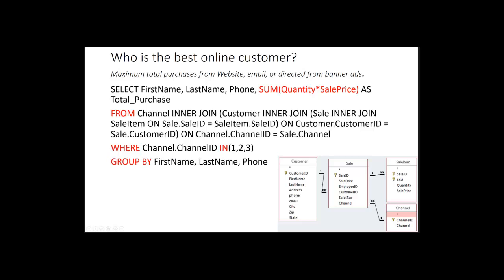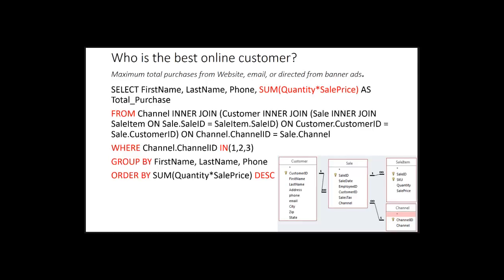Since we have an aggregate function, sum of quantity times sale price, we need to group by the other fields that are not part of this function: phone, first name, and last name. Sort the list based on total purchases. And finally, limit the results to 1 record from the top of the list, 0 offset.